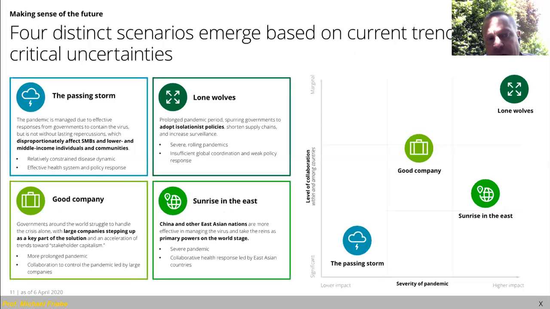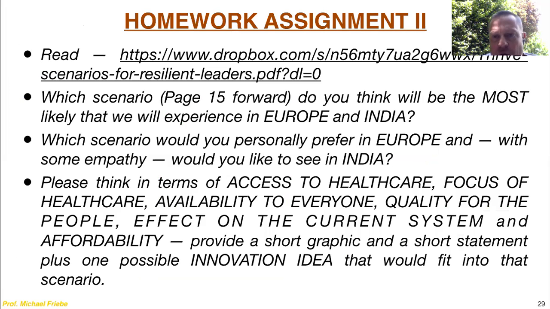And these are the 4 things. So we'll have a passing storm, everything will go away; lone wolves; good company; sunrise in the east. So look at the definitions of those scenarios. Tell me what you believe will happen and what you believe should happen. So this is your homework assignment 2. I put these in a different sheet anyway, so you can download them. So look at page 15 forward.